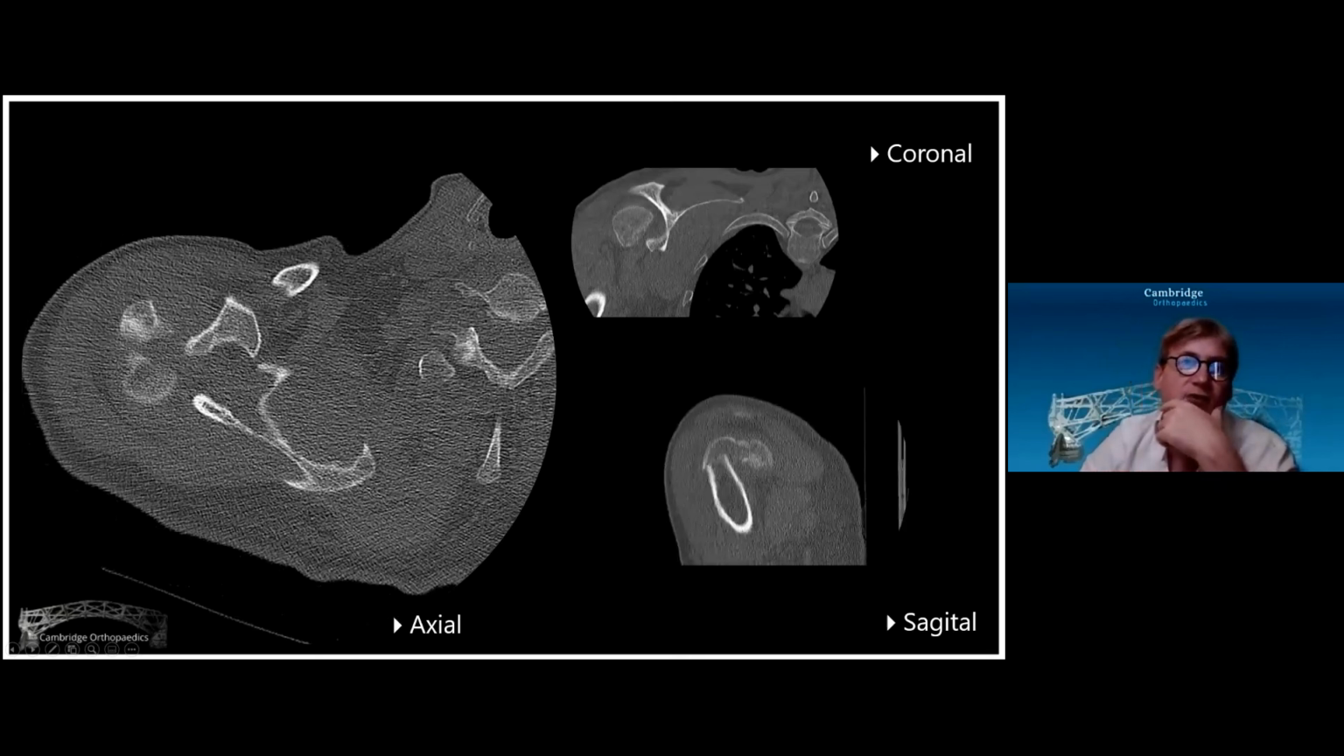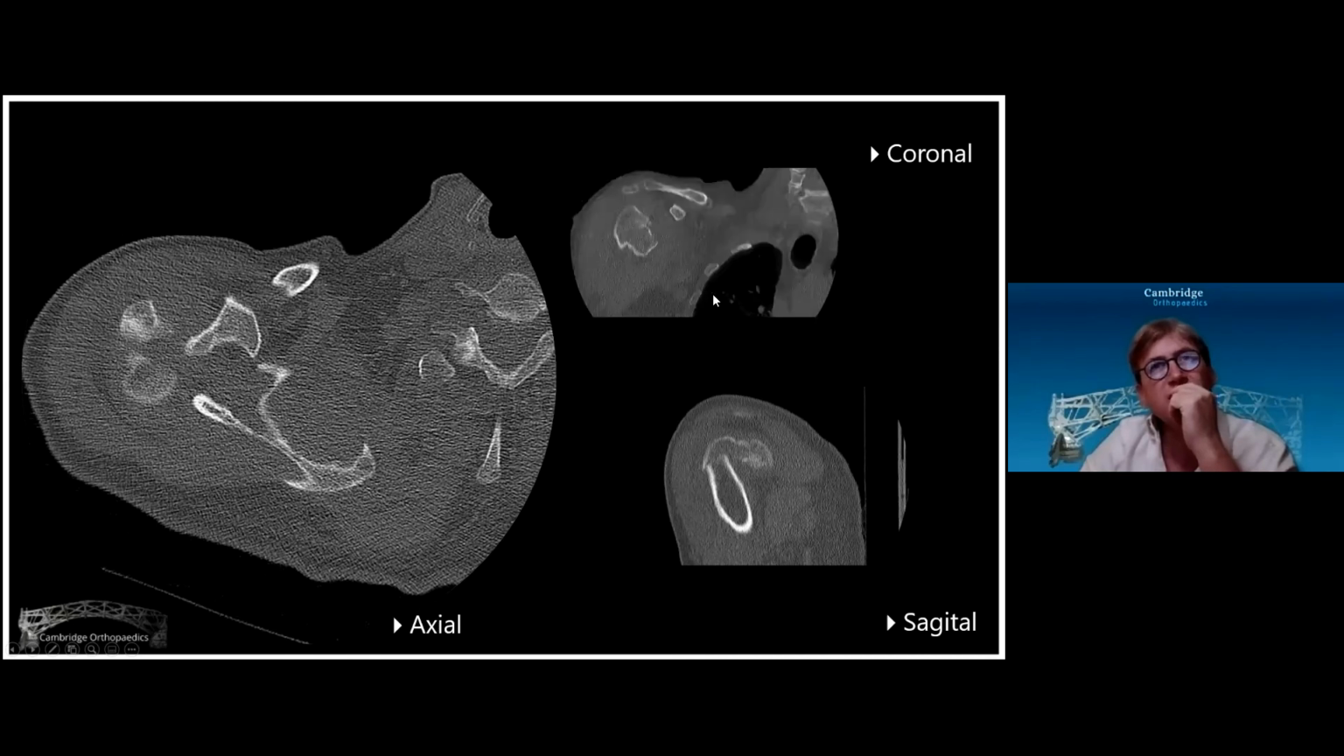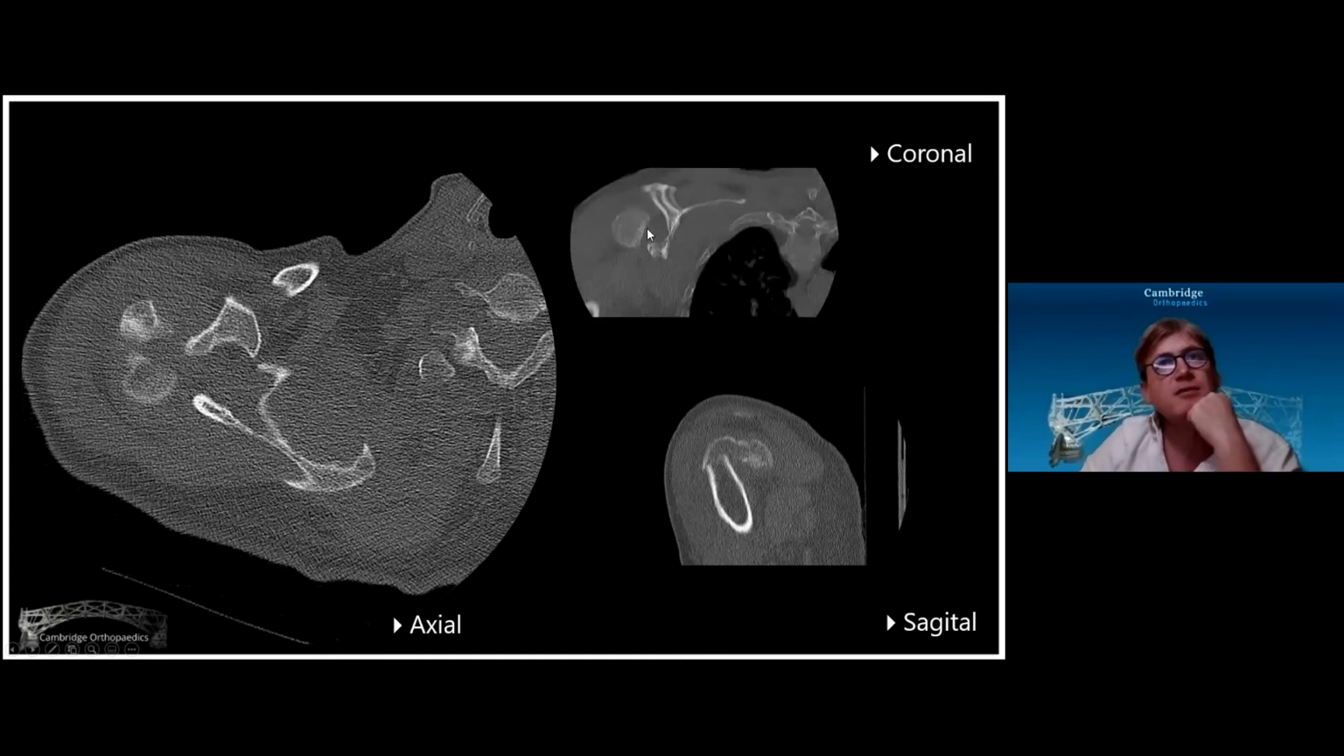The chances of this head revascularizing in this patient's lifetime is low. There's a good chance it's going to collapse. On the coronal images, again, I don't think they help me much, but they show me how greater tuberosity is separated from the shaft, separated from the head fragment.